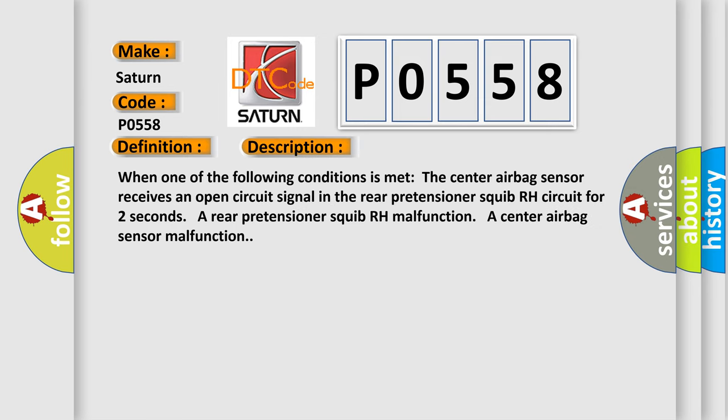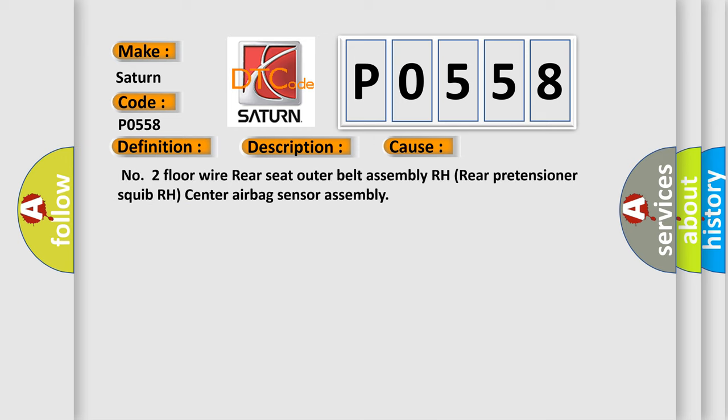When one of the following conditions is met, the center airbag sensor receives an open circuit signal in the rear pretensioner squib RH circuit for 2 seconds: a rear pretensioner squib RH malfunction, or a center airbag sensor malfunction. This diagnostic error occurs most often in these cases: number 2 floor wire, rear seat outer belt assembly RH, rear pretensioner squib RH, center airbag sensor assembly.